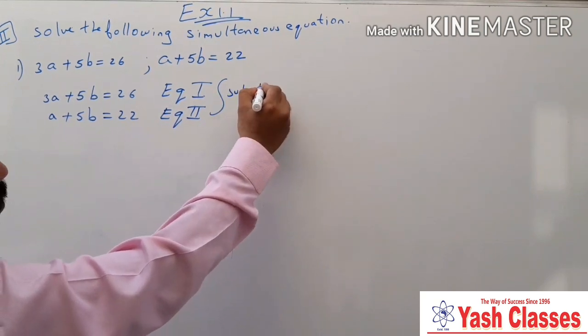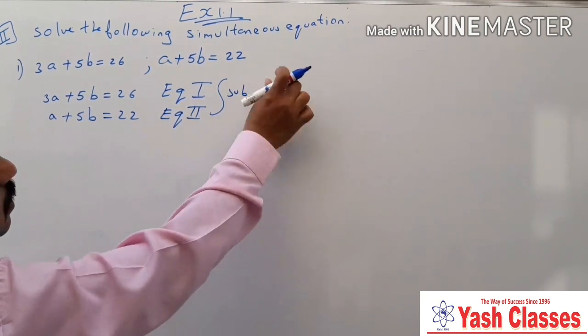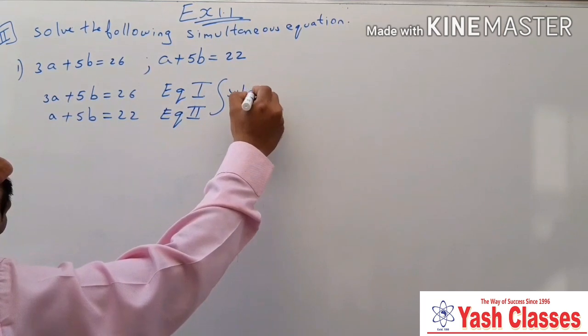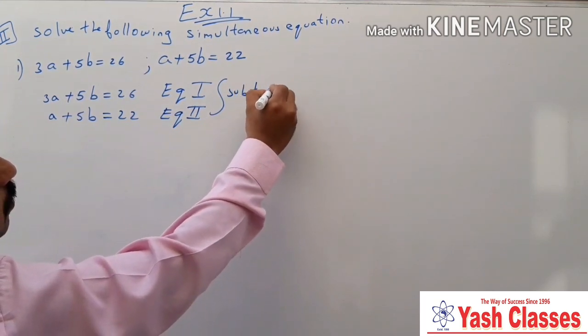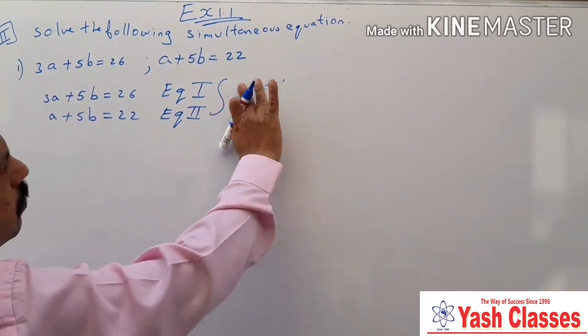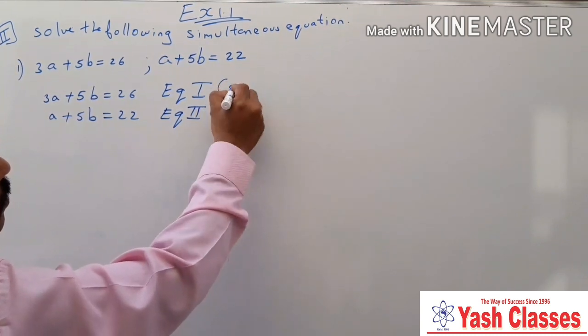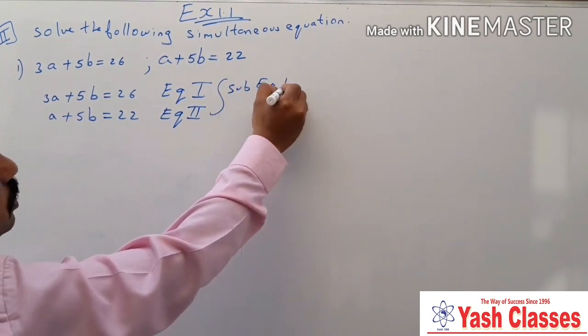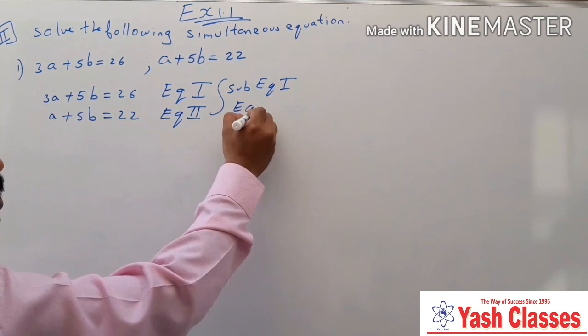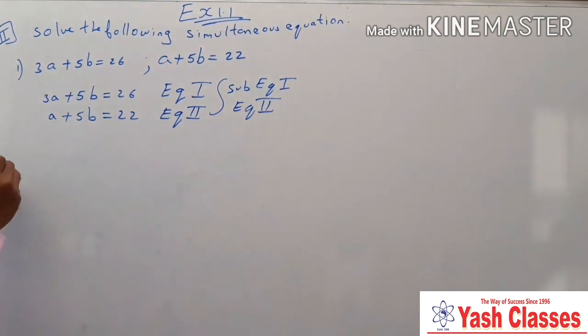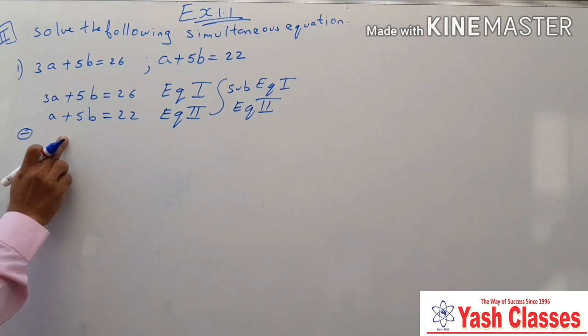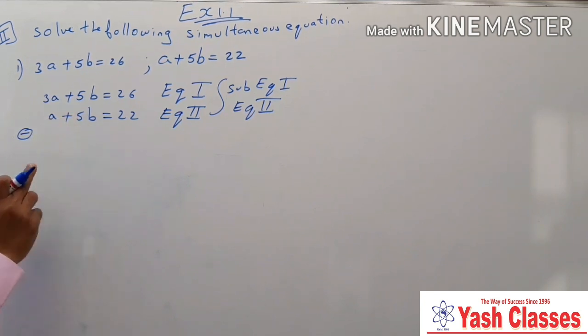Subtract equation 1 by equation 2. Now you have to write minus here. Whatever the sign, if it is plus, you have to write minus here. If it is minus, you have to write plus here.